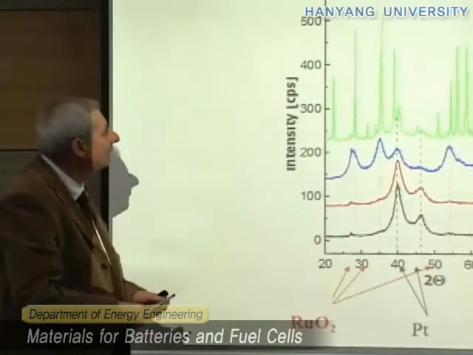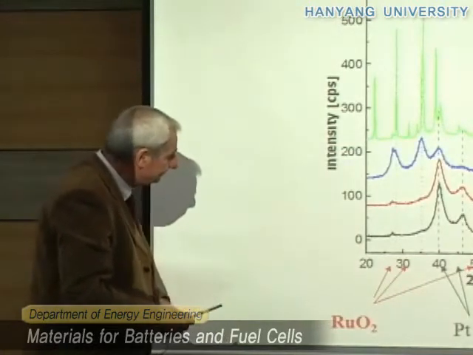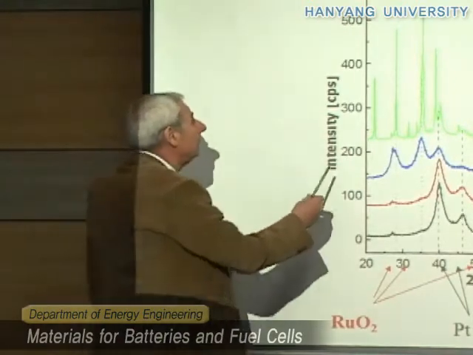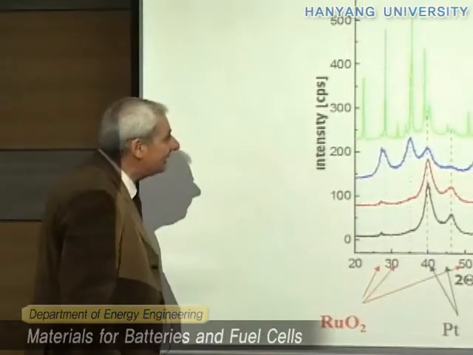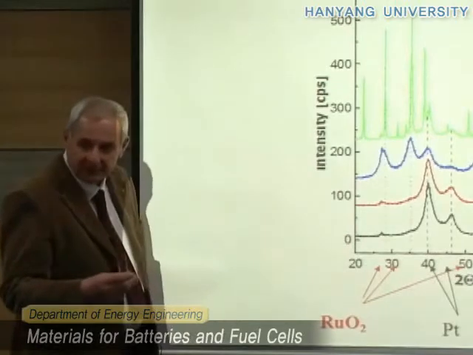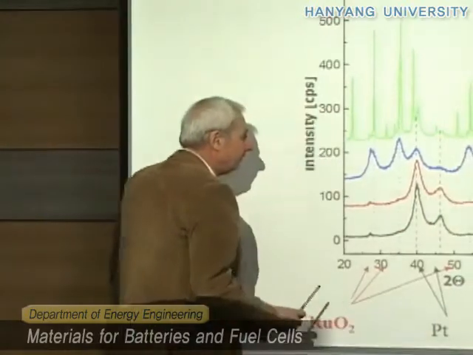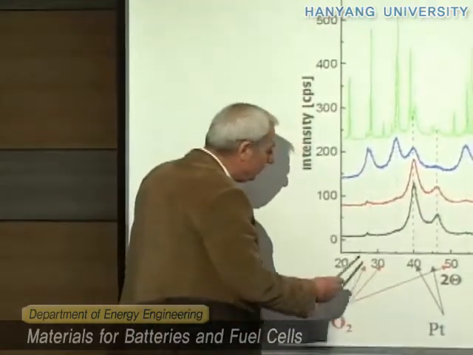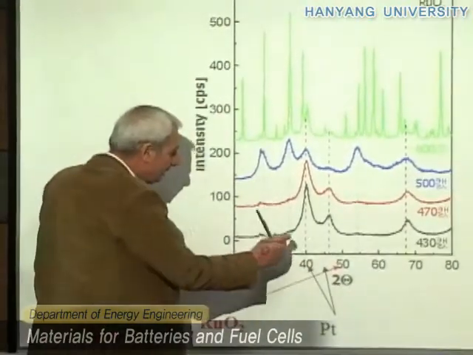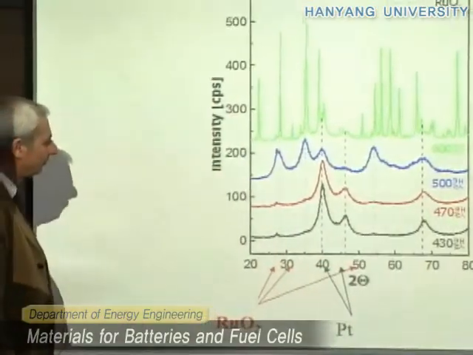And the explanation is given by this X-ray pattern. So the green one, remember, is the material fired at 600 degrees. And I'm sure that all of you are experts in X-ray, more than me. And so you understand that here is a very crystalline phase. While when we go down to 430, most of the crystalline peaks disappear, the peaks widen, so we are going into a very, very amorphous phase.